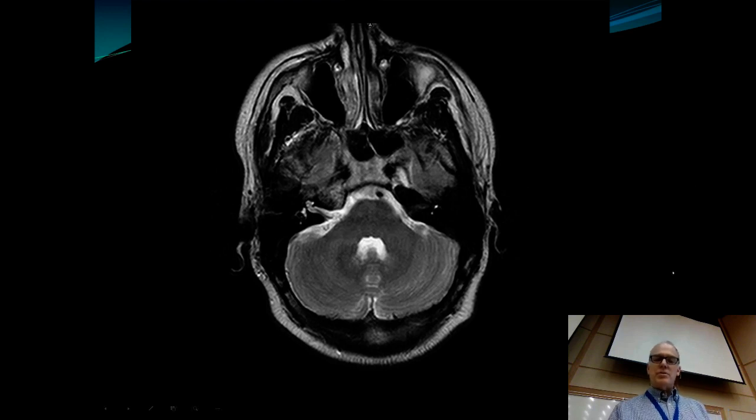Okay, as we go up, we're into the pons now. And so remember, the pons has a massive connection with the cerebellum. So this is the middle cerebellar peduncle right here. Okay, cerebellum. Here's the fourth ventricle. Remember, CSF looks bright on T2. Okay, and then the basilar artery again is sitting right there on the pons.